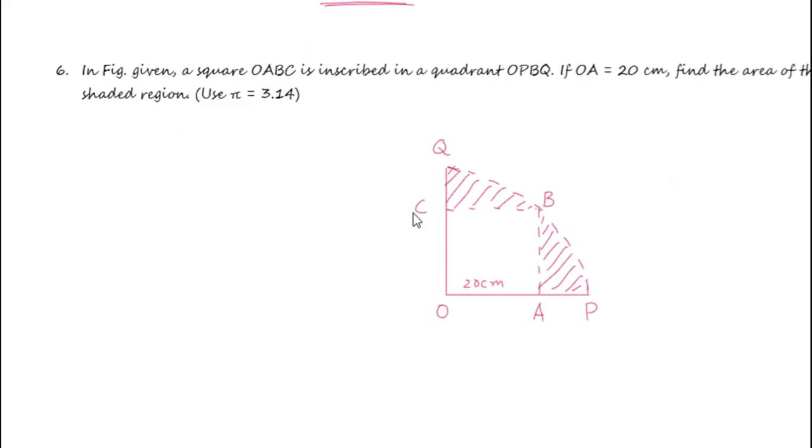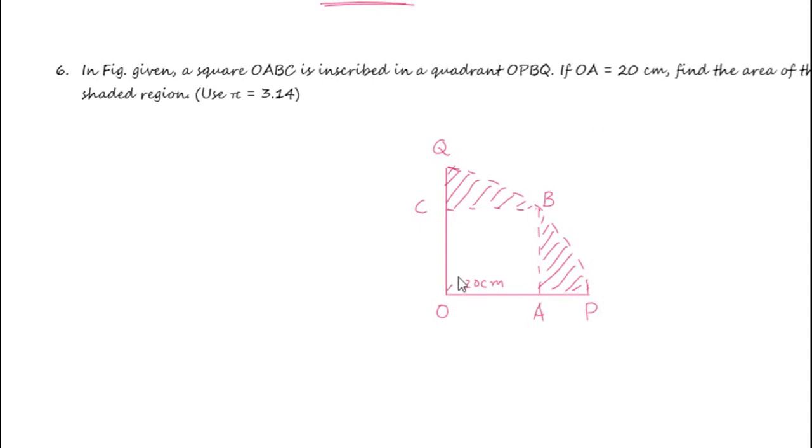Next problem. In the figure given, a square OABC is inscribed in a quadrant. QOP is a quadrant. Now if the OA side of the square is 20 centimeters, find the area of the shaded region. The area of the shaded region is the area of the quadrant minus the area of the square.